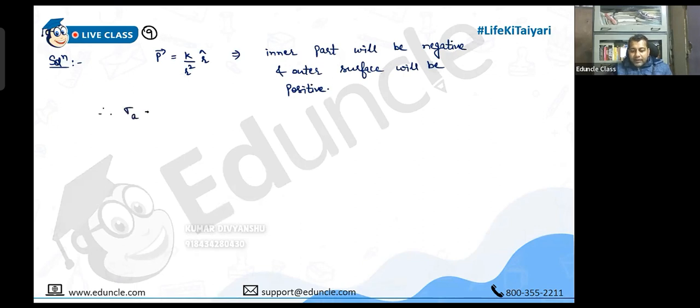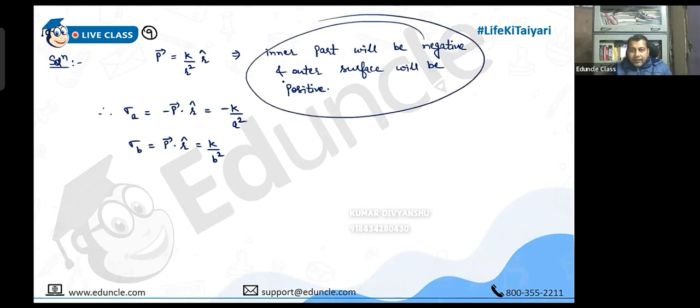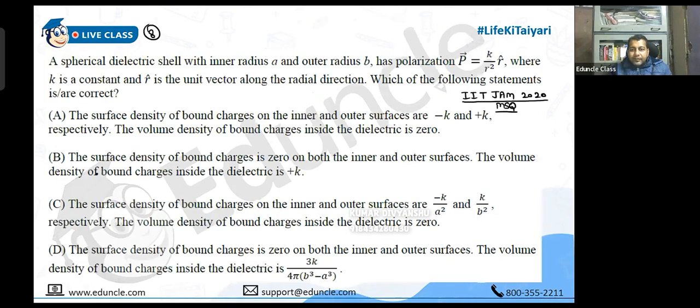Therefore, bound charge density at the inner radius will be given by a negative sign like this, and bound charge density at the outer surface will be given by a positive sign like this. Is it clear to all? Because we have concluded that there will be negative and positive charges. So this one is wrong, this one is wrong, this one is correct.